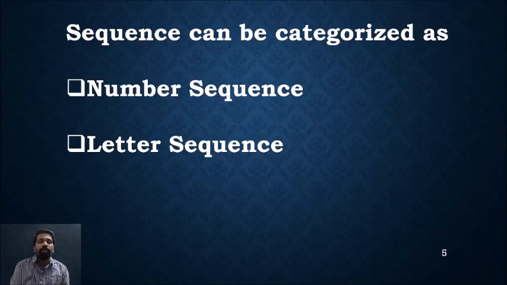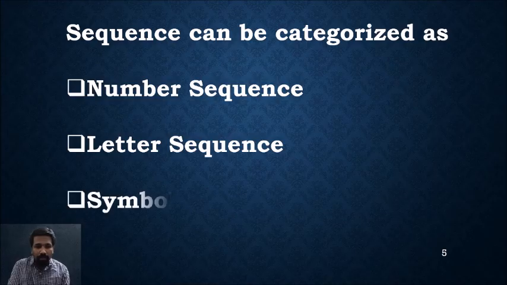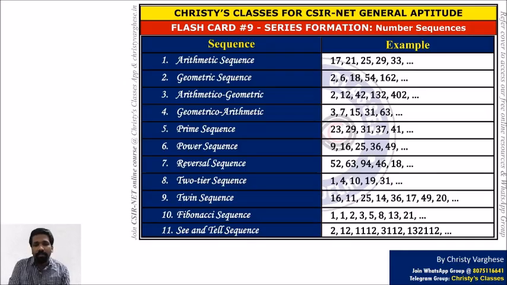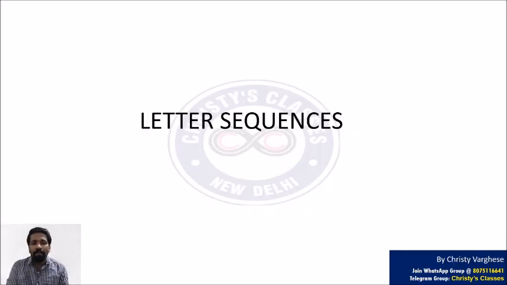Sequence can be divided into three: number sequence, letter sequence, and symbol sequence. So today we are discussing the letter and symbol sequence. With examples, we will discuss that.